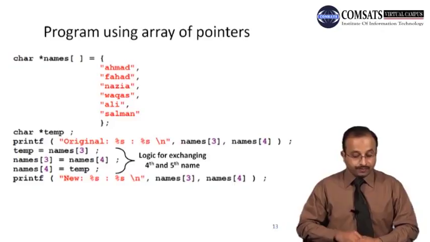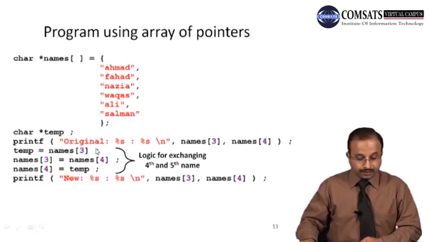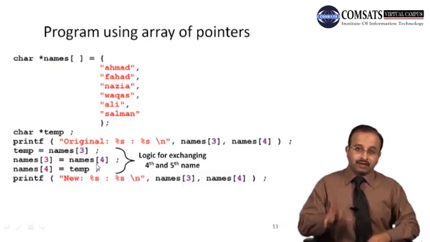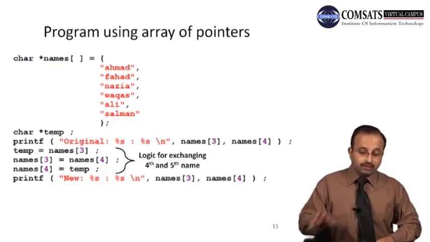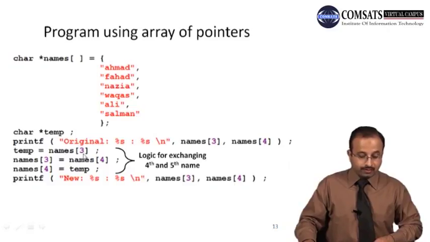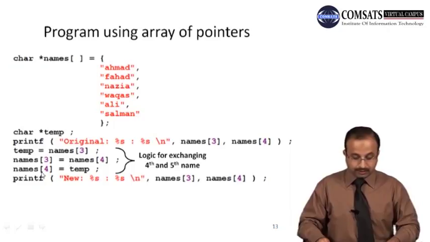The logic is that, what is in name of 3? Name of 3 has the address of that memory where we have this array Waqas, if you remember from the previous slide. And what is in name of 4? It has a memory address, not the whole array, not the whole string, just the memory address of the location where we have the string Ali, right? So what we are doing is we are copying the memory address of name of 3 into temp, and we are copying the memory address of name of 4 into name of 3, and temp is again copied to name of 4. So we have just exchanged their addresses.